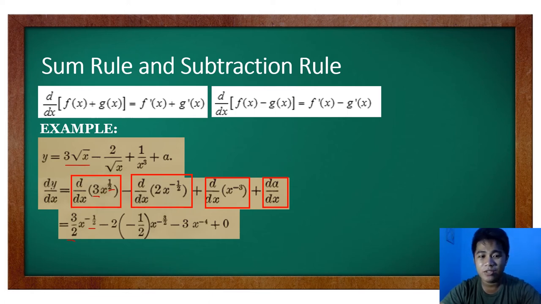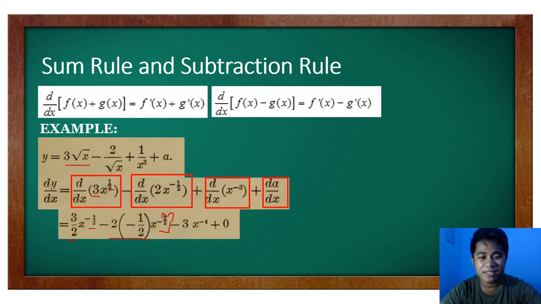Alright? Minus, so, meron po tayo ditong 2x to the negative 1 half. So, still a power rule. So, you have to multiply the negative 1 half to 2. So, kaya po ito ganito dito. And then, negative 1 half minus 1. So, we have negative 3 over 2 as an exponent here.